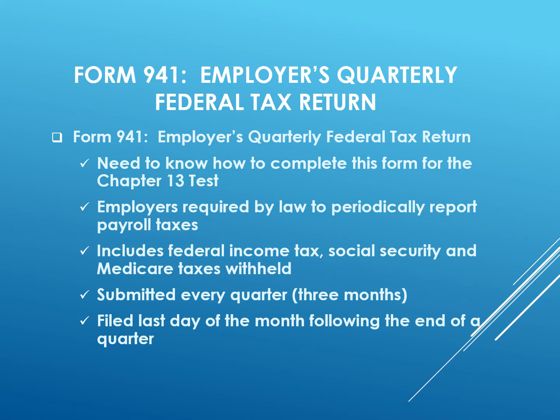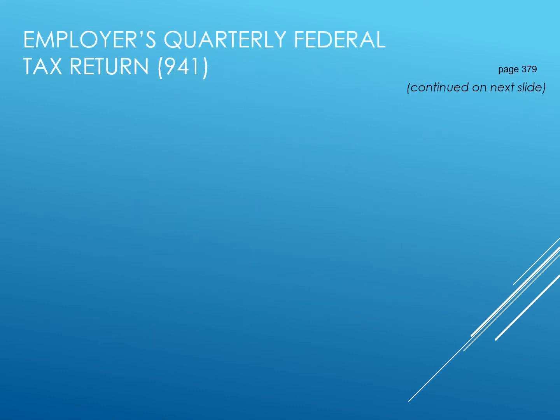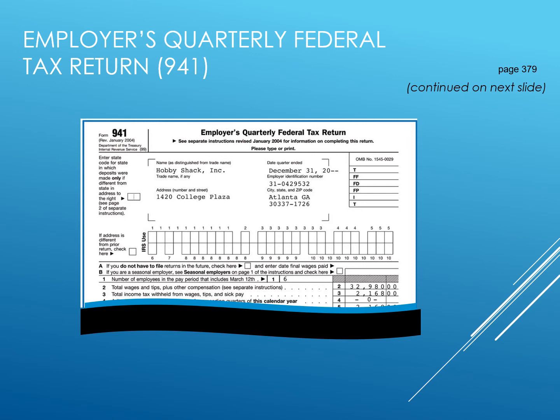It is filed on the last day of the month following the end of a quarter. So when the quarter ends at the end of March, they have until the end of April to file Form 941. Looking at the screen, you will see the 941 form. Notice there is the name of the company, its address, the date, the employer's identification number, and the employer's address. So you complete the heading first, followed by the number of employees on line number 1.